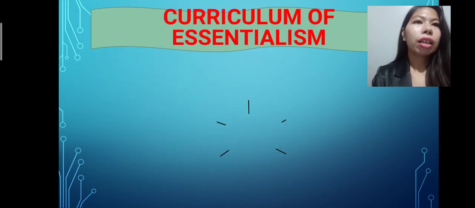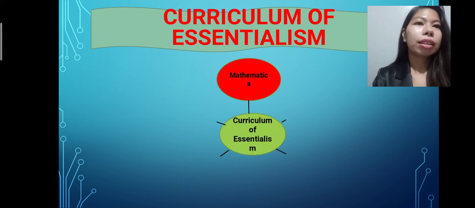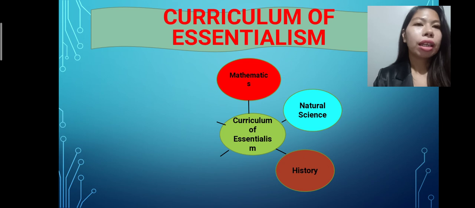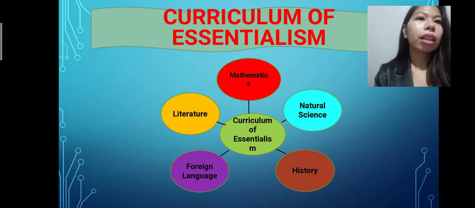So we have here the curriculum of essentialism. First is mathematics, then natural science, history, foreign language, and literature. So these are the curriculum of essentialism. As I have said earlier, essentialism is the basic education taught to students.